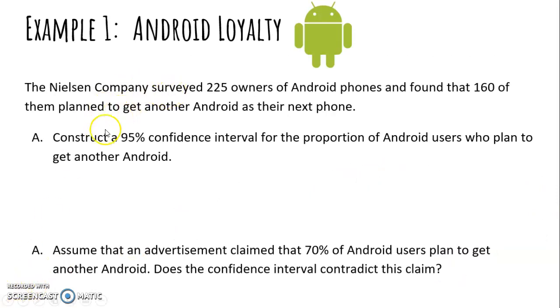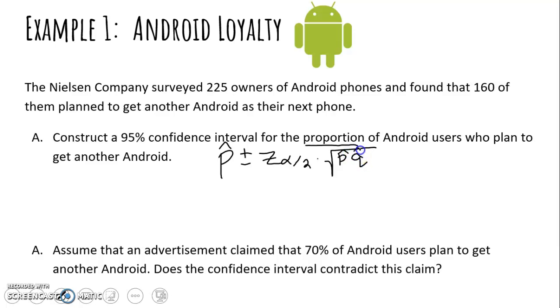The Nielsen Company surveyed 225 owners of Android phones and found that 160 of them plan to get another Android as their next phone. Construct a 95% confidence interval for the proportion of Android users who plan to get another Android. So since we're doing a confidence interval for a proportion, we are going to use the formula p hat plus or minus the critical value z times the square root of p hat q hat over n. So I'm going to go up to the top. I'm going to write the things that we know.